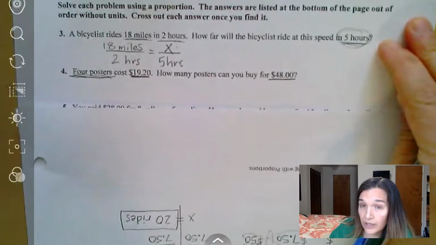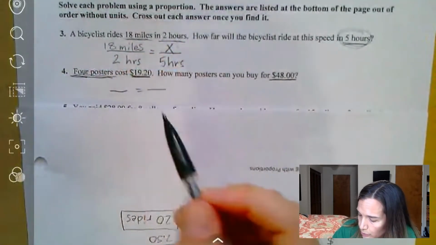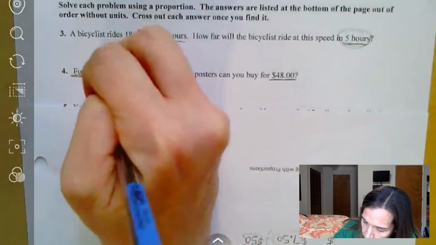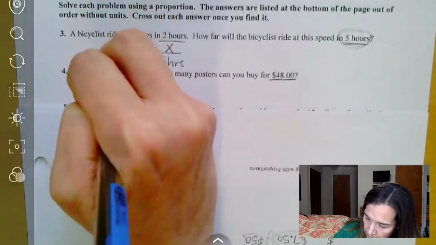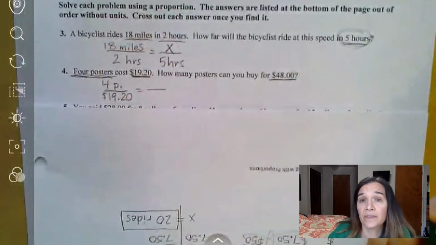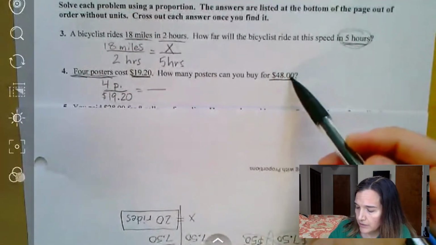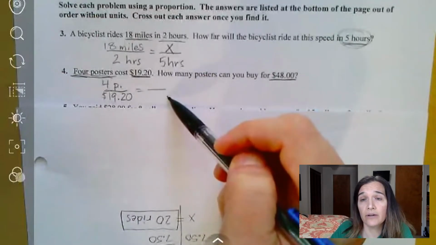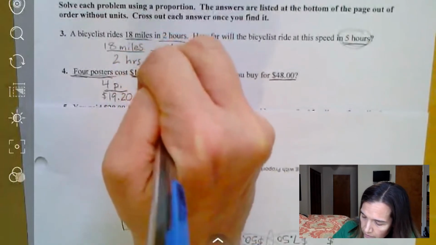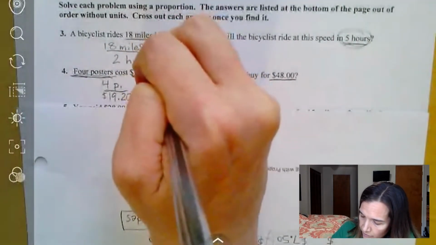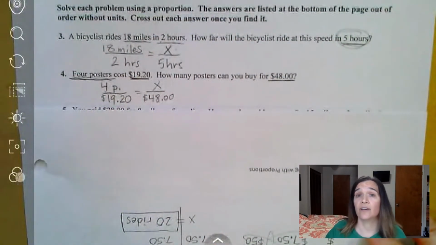And so if I want to go ahead and write a proportion, I'm going to decide, let's put posters in the numerator, money in the denominator on this one. So I have 4 posters over $19.20. That's my first fraction. And my second fraction is money. So am I going to put that in the numerator or the denominator on this one? Hopefully you can see we have money here. So let's put the money here as well. Meaning that we need to find the number of posters. That's the thing we don't know. That's our X. So again, we would cross multiply and solve and find our answer.